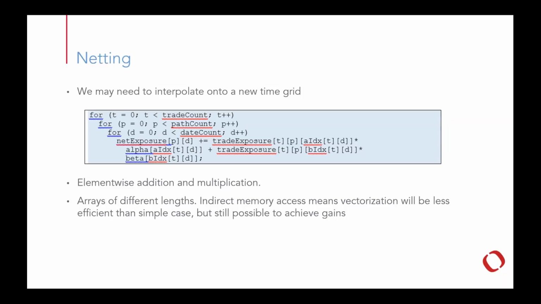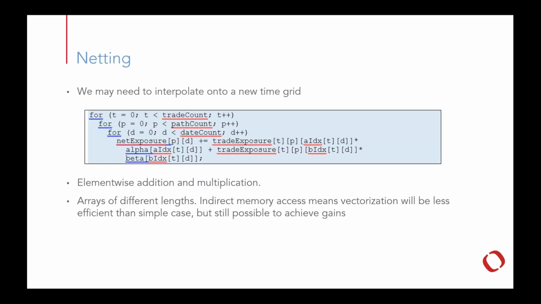Slightly more tricky is the next extension of the above netting. Sometimes you may want to aggregate onto a different time grid. So in that case, we'd use interpolation. So we want to interpolate the trade values from the original dates onto some dates in between, some new set of dates. In this example code, we're using linear interpolation. I think we've got quite a few quants in the registered attendees, so most of you will know what linear interpolation is. It's just a weighted sum of the two surrounding values. So we're doing trade exposures at index A times a weight alpha, trade exposures index B times a weight beta.